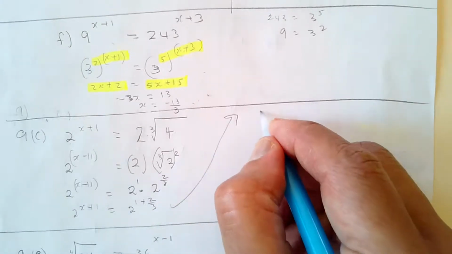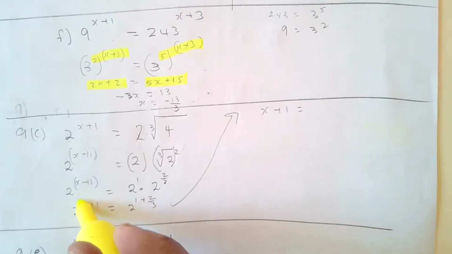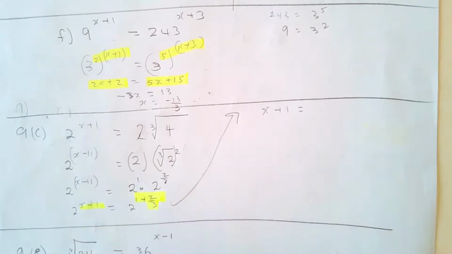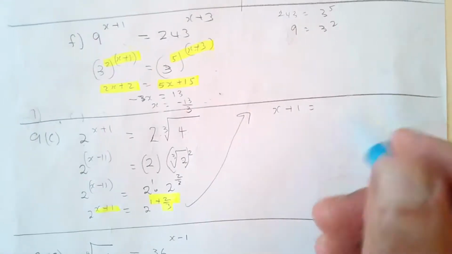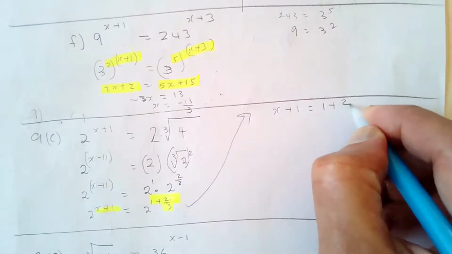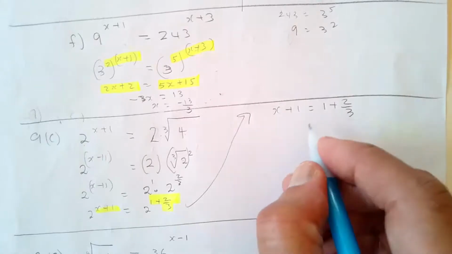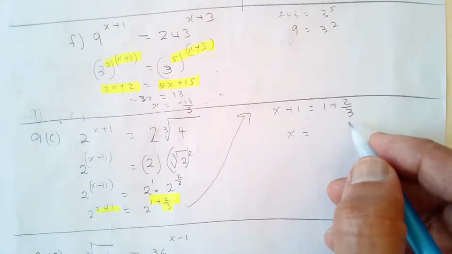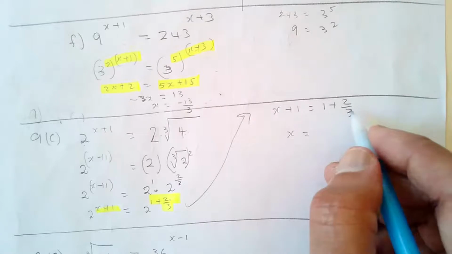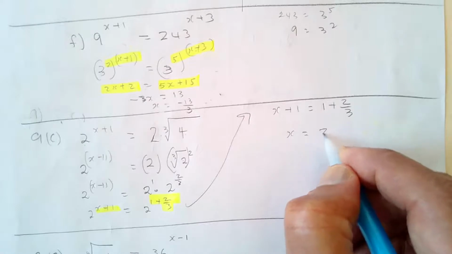Take it up here. We have x plus 1. We can highlight our exponent. Equal 1 plus 2/3. And what we have here, we have that x is equal to, we went negative, so these are going to be equal to 2/3. Because we take the 1 over there, it becomes negative, and 2/3.